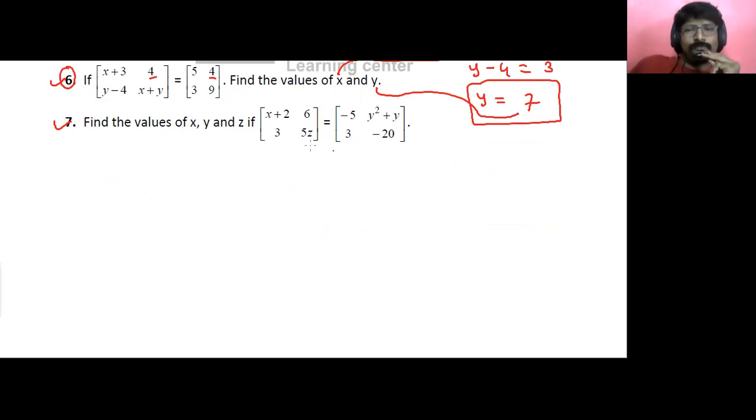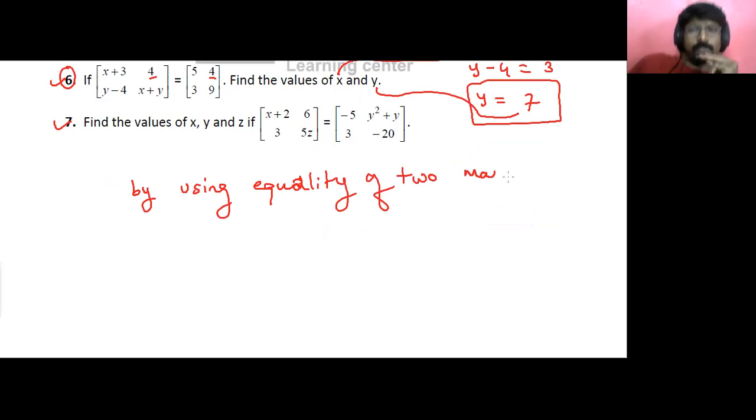Let's try a lot over here with this 7 sum again, so that your confidence will get doubled up. So over here, first, using equality of the two matrices. By using equality of the two matrices, what is going to happen? So x plus 2 will become minus 5. X plus 2 is equal to minus 5.